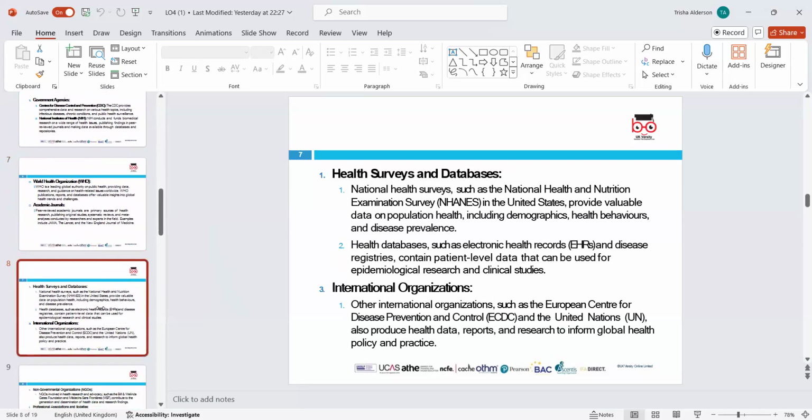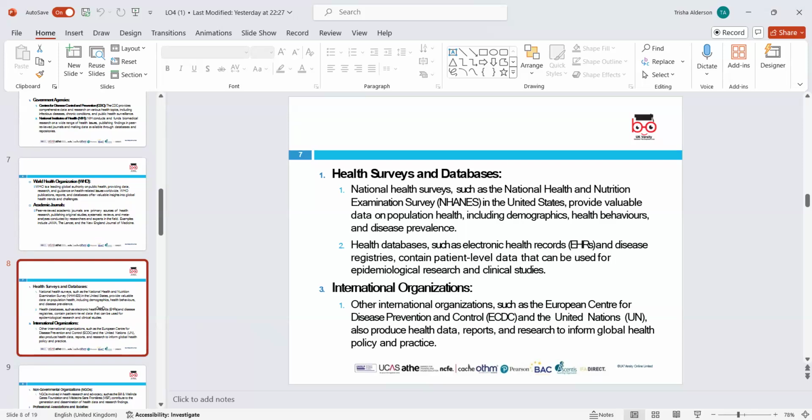We've got health surveys and databases. National health surveys, such as the National Health and Nutrition Examination Survey in the United States, provide valuable data on populations' health, so on people's health, including the different demographics, different health behaviours, and disease prevalence. So they're looking at the wide range of what's going on with people's health.